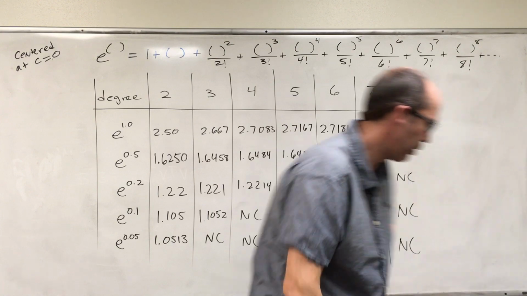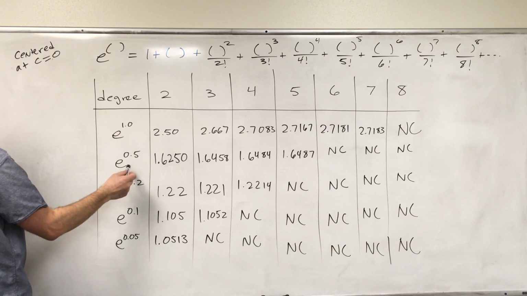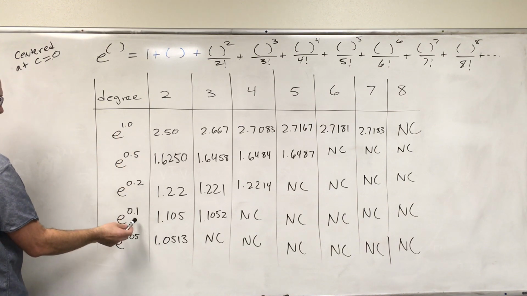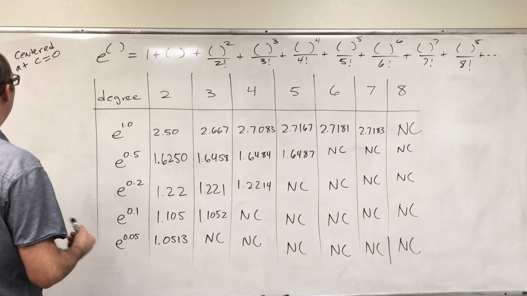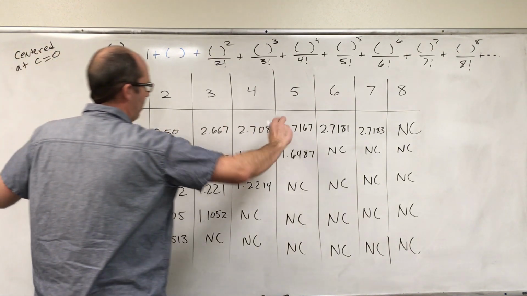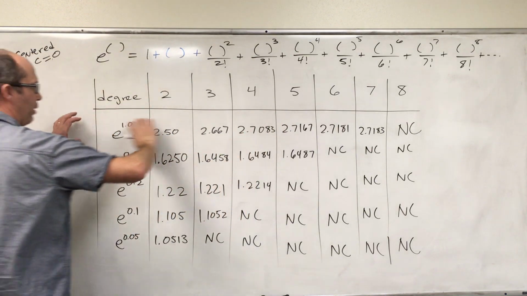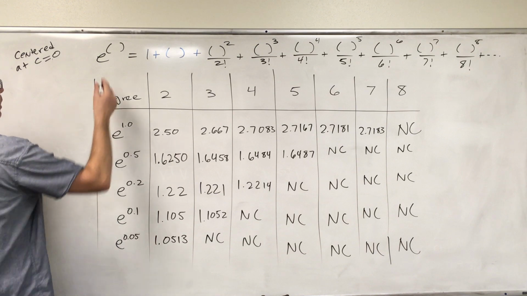center point and the evaluation point. The evaluation point is the number you put in here, right? So this is the evaluation point, that's the evaluation point, that's the evaluation point. Okay. So for this row right here, you could put in 1.0.